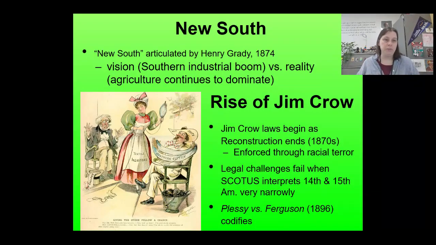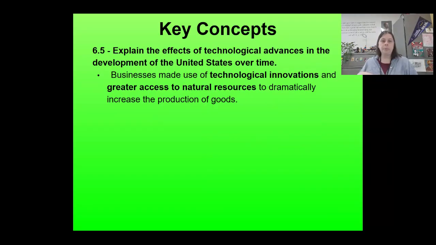And then finally, Plessy versus Ferguson does what we call codifying Jim Crow, which means that it sets down in law that separate but equal rules, right? Rules that segregate based on race are constitutional, and it officially ushers in the Jim Crow era. So that's what's going on in the South in this whole time period that we're talking about, again, 1865 through the 1890s.